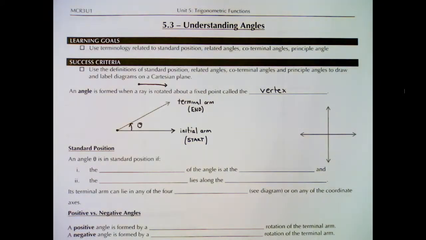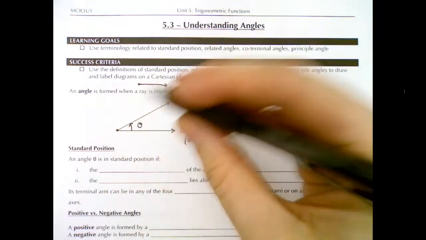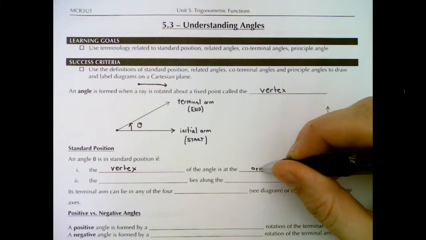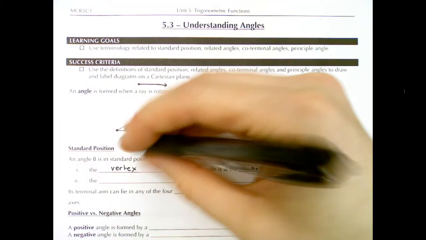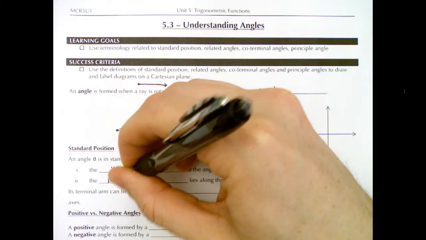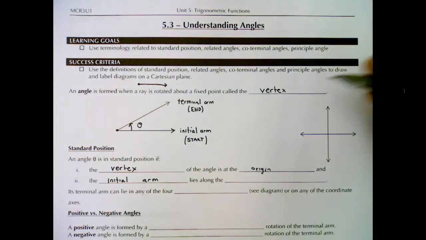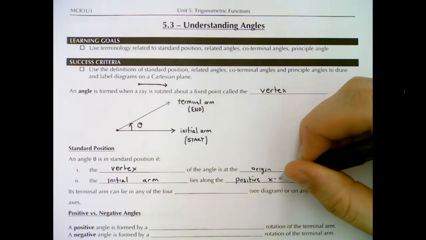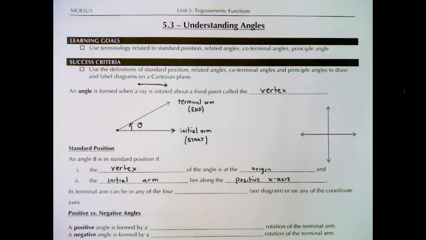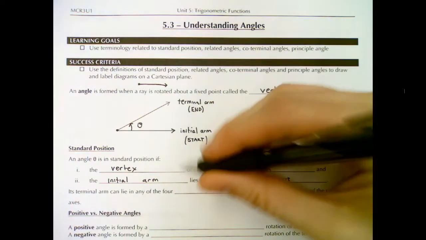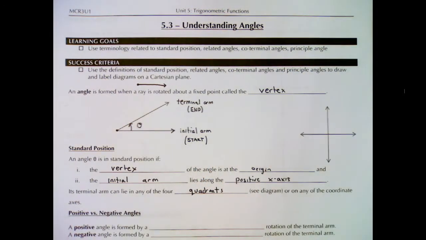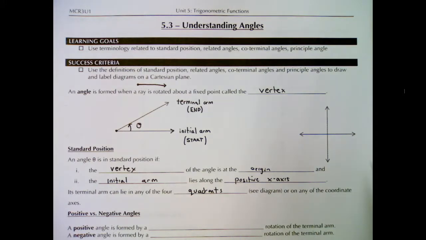You can also graph this on a Cartesian plane, and that's called an angle in standard position, and I'll show you. The vertex of the angle is the origin, and the initial arm lies along the positive x-axis. And its terminal arm can lie in any of the four quadrants, or on any of the coordinate axes, so it can end on the axes as well.